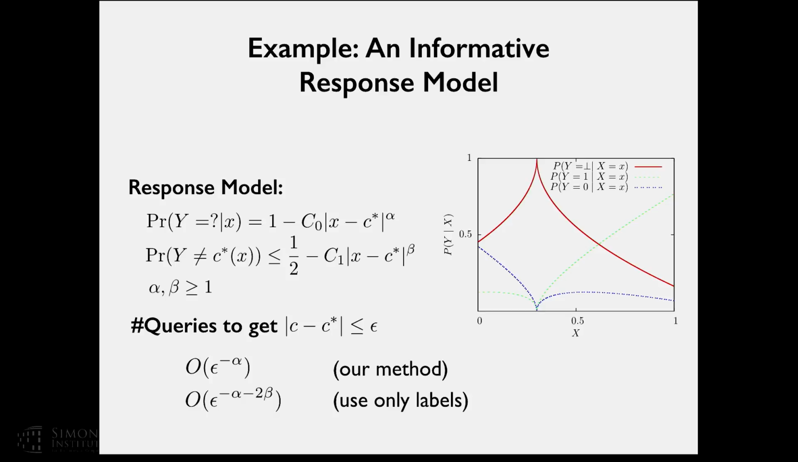So the example is, suppose your abstention rate looks something like this: 1 minus C0 times |X minus C star| to the alpha. So what does this mean? This is your C star. At C star, your abstention rate is 1, and it goes down like this. The rate at which it goes down is measured by C0, and the distance between X and C star to the alpha. And let's say your noise rate is less than or equal to half minus C1 times |X minus C star| to the beta. Again, the noise rate is a half at the decision boundary, and then it goes down. And alpha and beta are greater than or equal to 1.